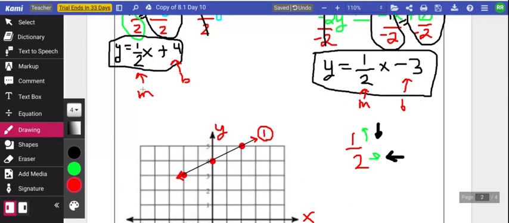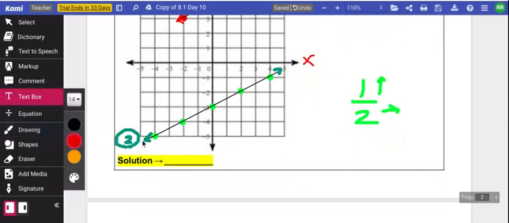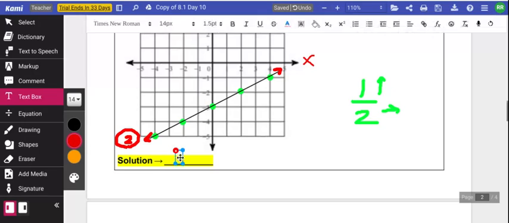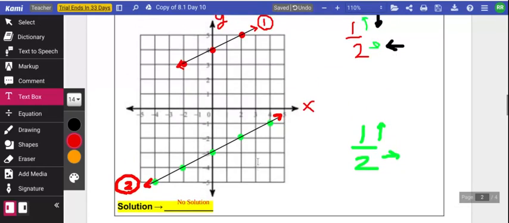So same slope, different y-intercept, parallel lines. And so what do we know about the solution? There is no solution. So we can add a text box in here and we can type in no solution. There is no solution because the lines never intersect.